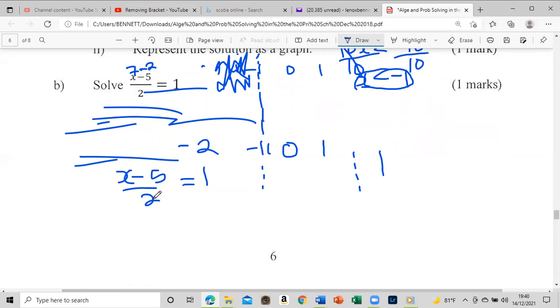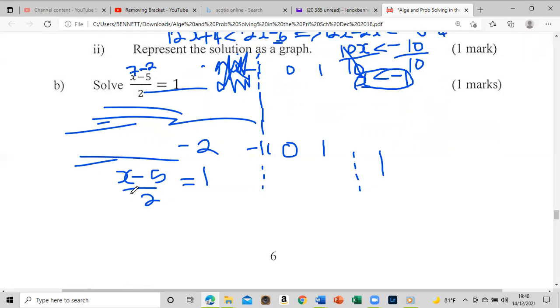How can I get rid of this 2? We want to get rid of the 2 and the negative 5. How can we get rid of that? What's the inverse of dividing by 2? Multiply.